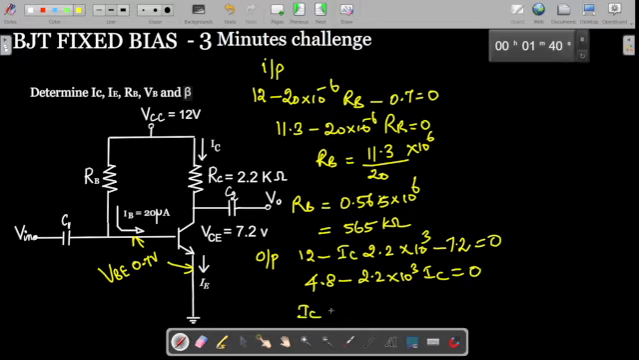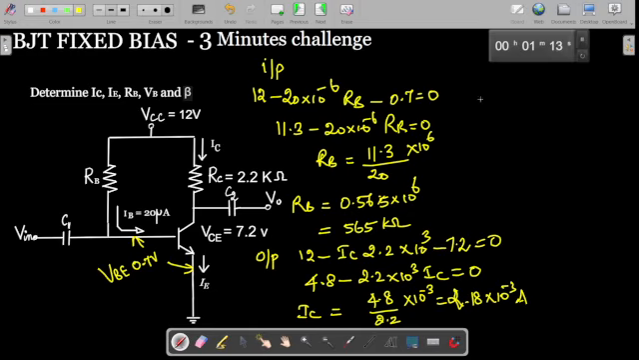So 12 minus 7.2 is 4.8 minus that 2.2 into 10 power 3 IC, that is equal to 0. From this I can calculate IC. IC is equal to 4.8 divided by 2.2 into 10 power 3. So it becomes 10 power minus 3 here. So what is 4.8 divided by 2.2? So that is equal to 2.18, 2.18 into 10 power minus 3. I can write it as milliamps or amps. Okay, I got the second answer.